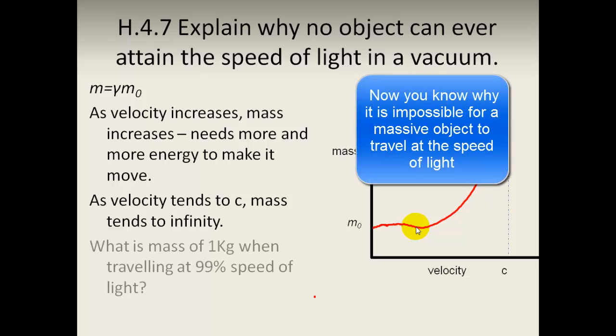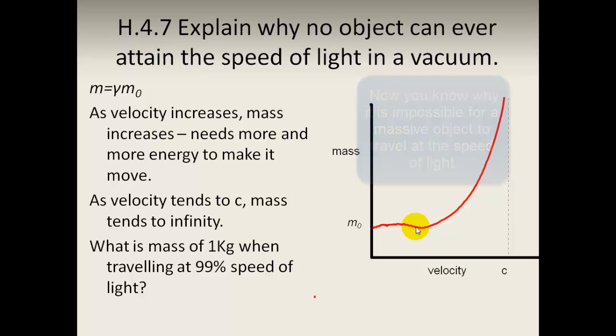A little question: what is the mass of 1 kilogram when travelling at 99% of the speed of light? Remember you need to use the Lorentz factor. By substituting 0.99c instead of v, you will end up with a value of around 7. It will be about 7 kilograms. But you should try that and see if you can get the right answer.